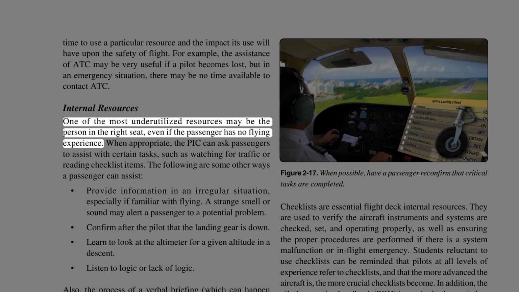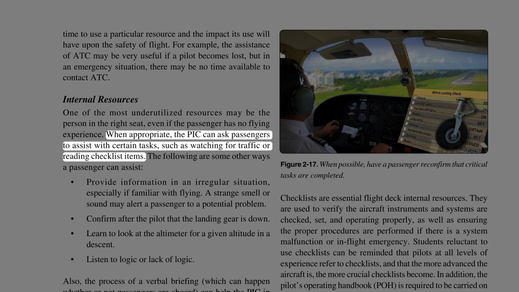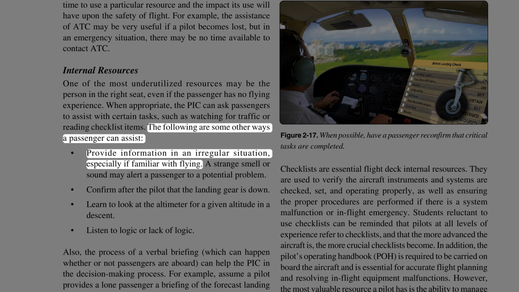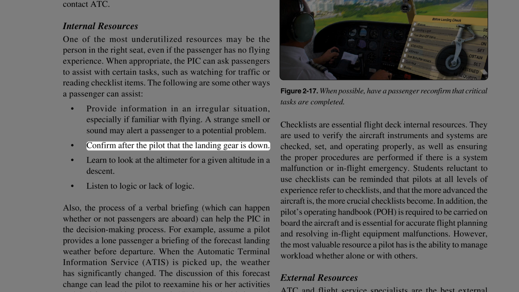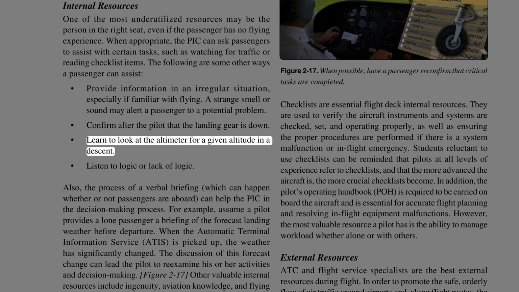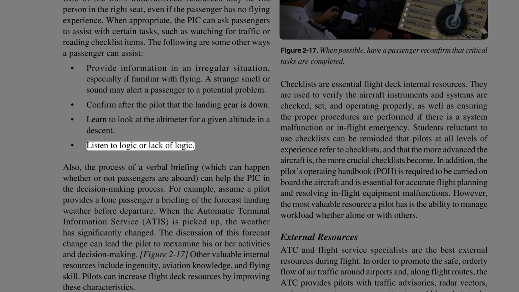Internal resources. One of the most underutilized resources may be the person in the right seat, even if the passenger has no flying experience. When appropriate, the PIC can ask passengers to assist with certain tasks, such as watching for traffic or reading checklist items. The following are some other ways a passenger can assist. Provide information in an irregular situation, especially if familiar with flying. A strange smell or sound may alert a passenger to a potential problem. Confirm after the pilot that the landing gear is down. Learn to look at the altimeter for a given altitude and ascent. Listen to logic or lack of logic.